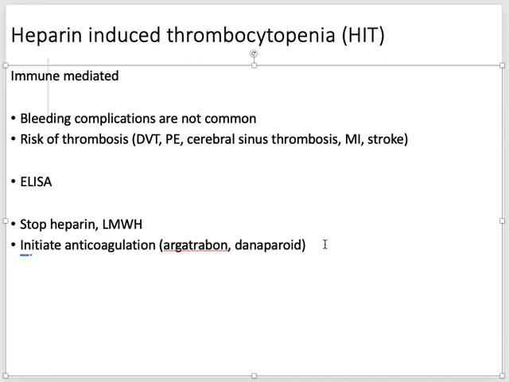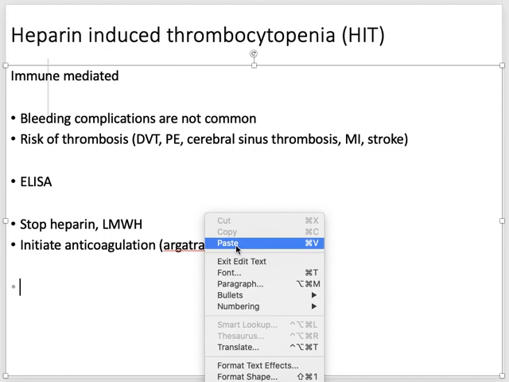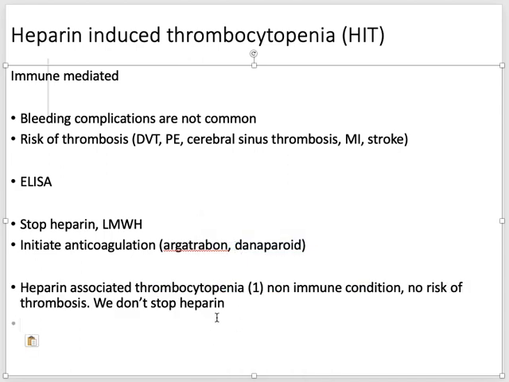After this, I'm putting it down because nowadays this condition is different. So there is no risk of thrombosis, and we don't stop heparin. Whereas heparin-induced thrombocytopenia, which was previously called type 2, is immune-mediated. Again, there is thrombocytopenia, but there is risk of thrombosis. So in heparin-induced thrombocytopenia, we stop heparin. This is the difference between these two.